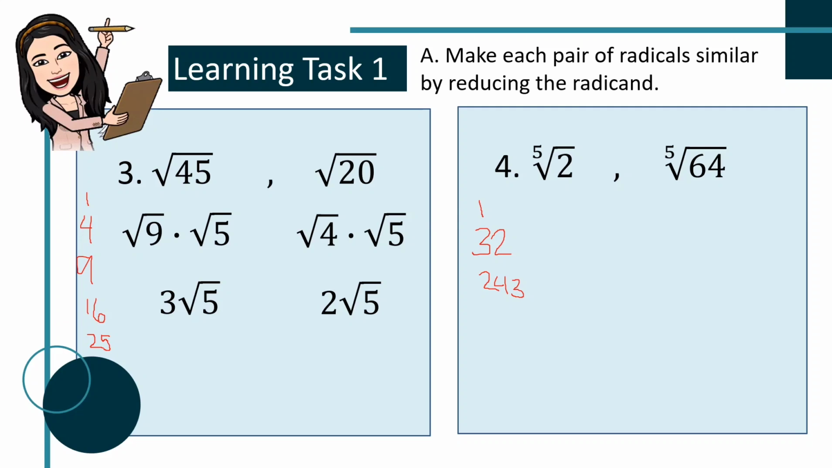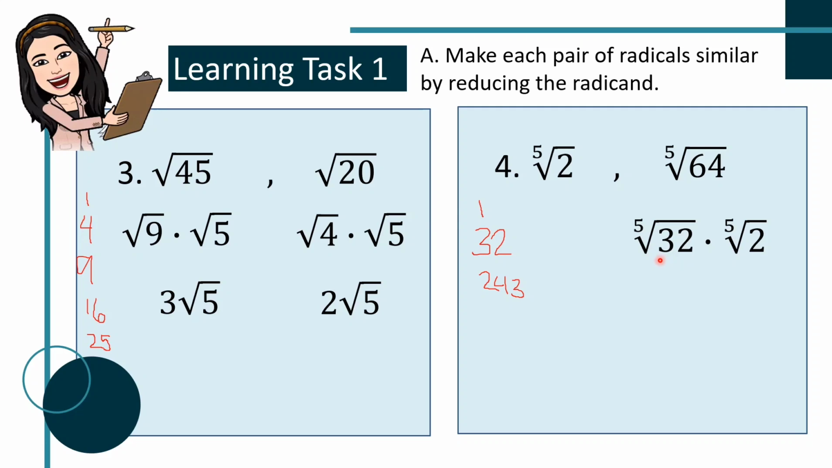Now, pili kayo dyan ng isang factor ng ating 64. Okay, so that is definitely yung 32. So, ibig sabihin, ang factors ng 64 ay 32 and 2. 32 times 2 is equal to 64. And wherein, ang 32 ang ating perfect fifth. So, ibig sabihin, ito yung pwede nating i-extract or alisin na sa radical o sa loob ng radical.